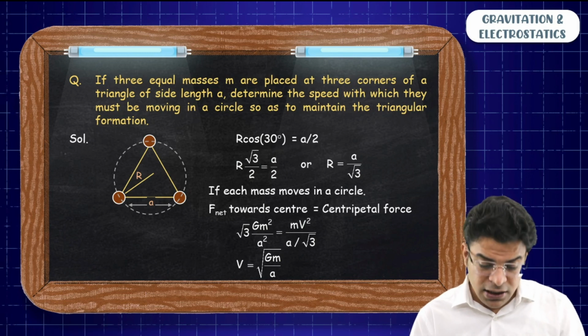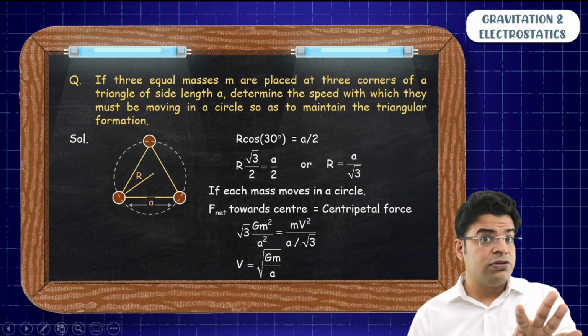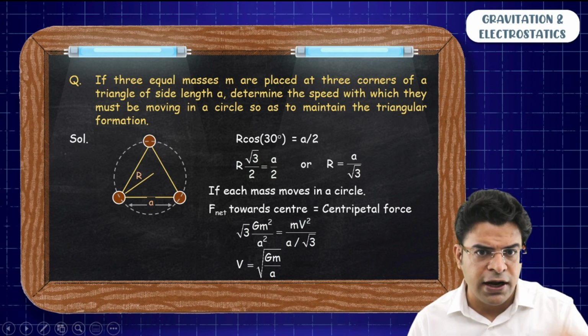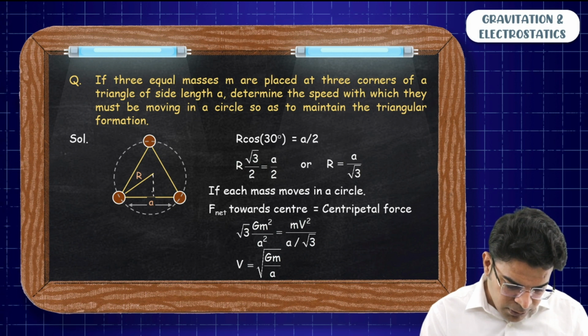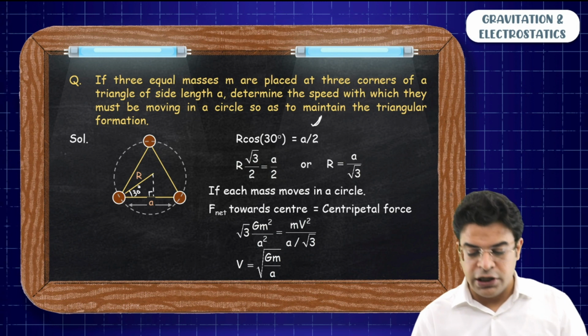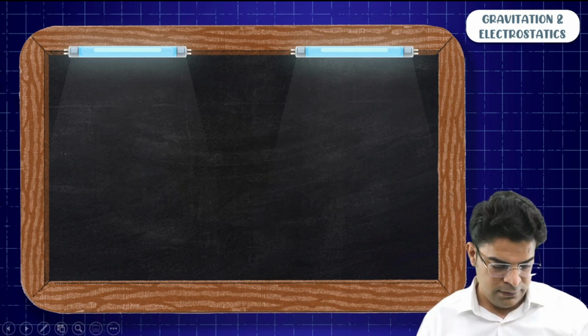What is a? a is the side length of the triangle, not at all the radius of the circle. How to determine the relationship between the radius of the circle and the side length of the triangle? You will say, just drop a perpendicular here. This angle is 30 degrees and you can use r cos 30 equals a by 2. So easy. Okay, so let's move on.